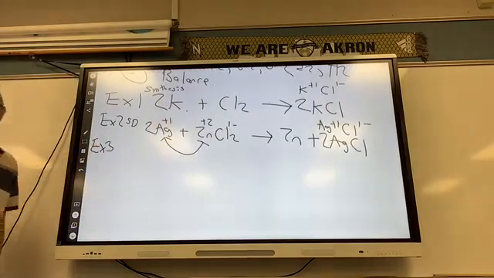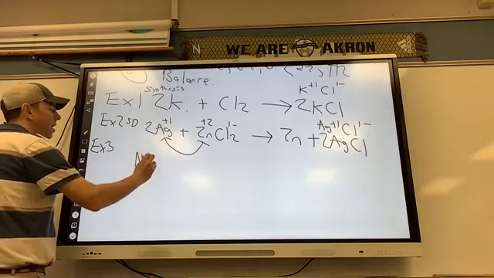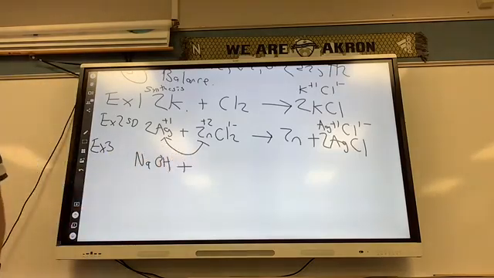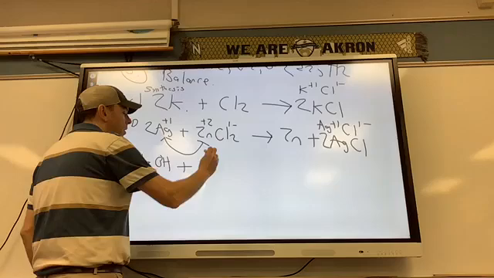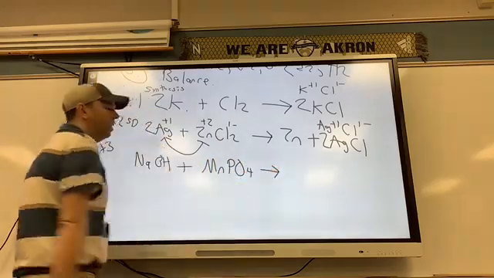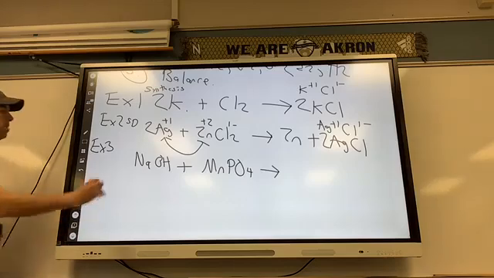Example 3. I have NaOH plus MnPO4. There's a lot going on here. First of all, what type is this? Anytime you start with 2 compounds, it's going to be double displacement. So this is double displacement.